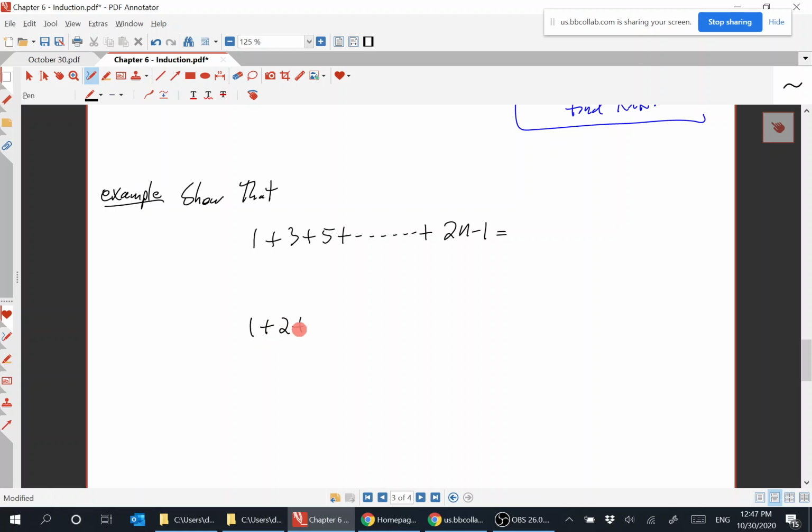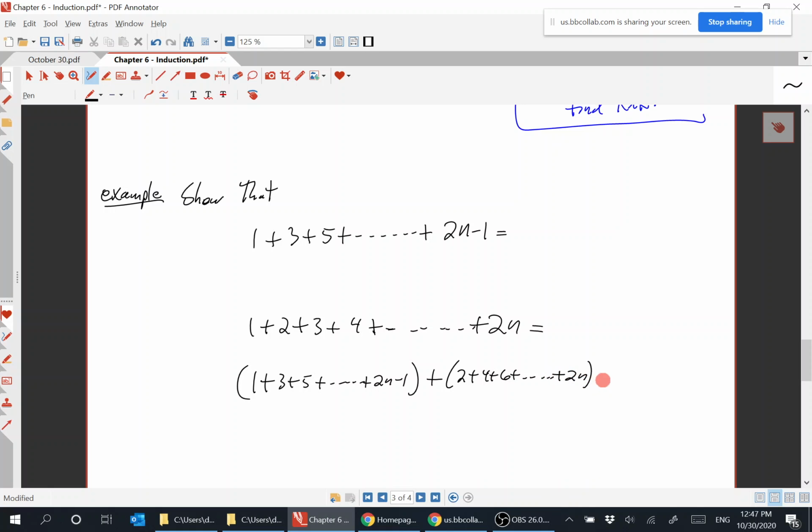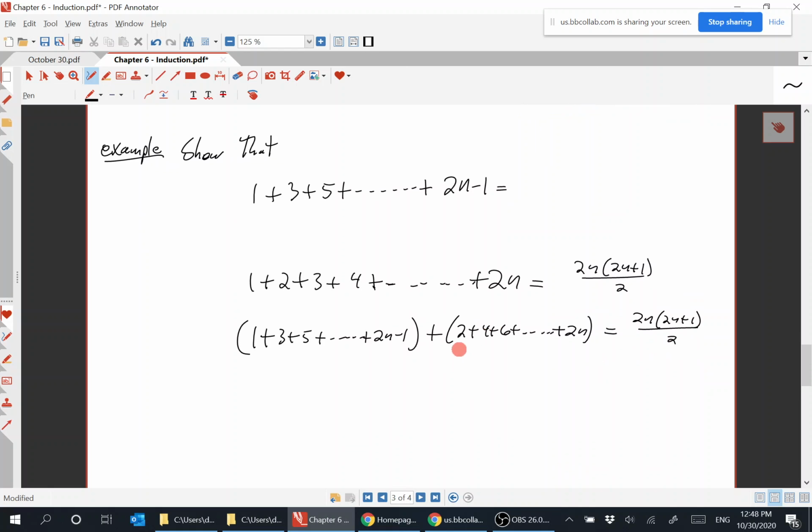So 1 plus 2 plus 3 plus 4 plus all the way up to 2n. Well, that's equal to 1 plus 3 plus 5 plus up to 2n minus 1, that's the odd ones, plus the even ones, 2 plus 4 plus 6 plus... Oh, no, it's not quite it. Well, yeah, there's a way to do it. This is 2n times 2n plus 1 over 2. Here I can factor out a 2.